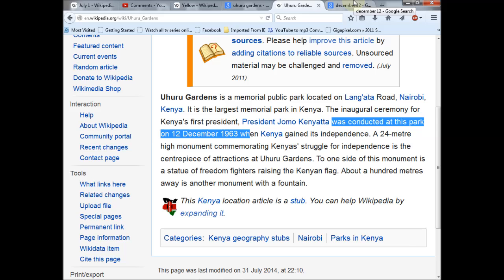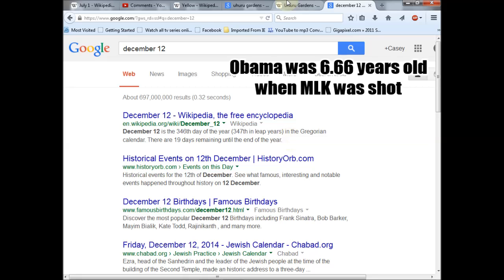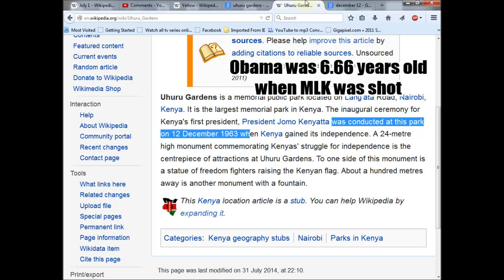And guess what December 12th is? It has 19 days remaining until the end of the year. The mirror of this date, in other words, the 19th day of the new year, is January 19th. And that is Martin Luther King Day in the United States. So this is evidence 100% that they are linking this Google Doodle to Kenya, Africa, where Obama was born.